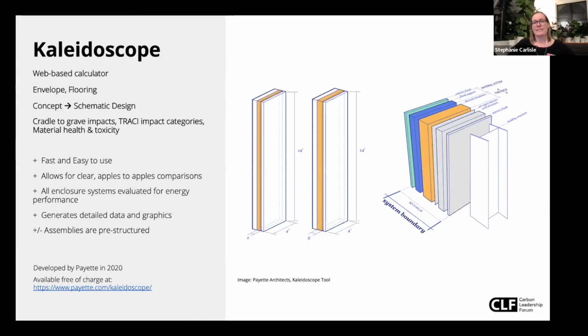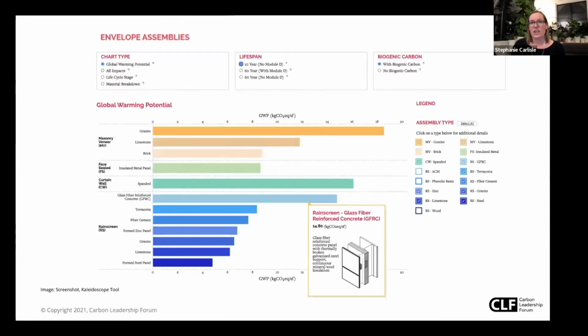What's also nice is they've done the hard work of building up all the different wall assemblies or envelope options, running them through THERM models, evaluating them for building performance. And what you then get to see is all of the environmental impacts associated with that as well. This is a screenshot of what the tool looks like.